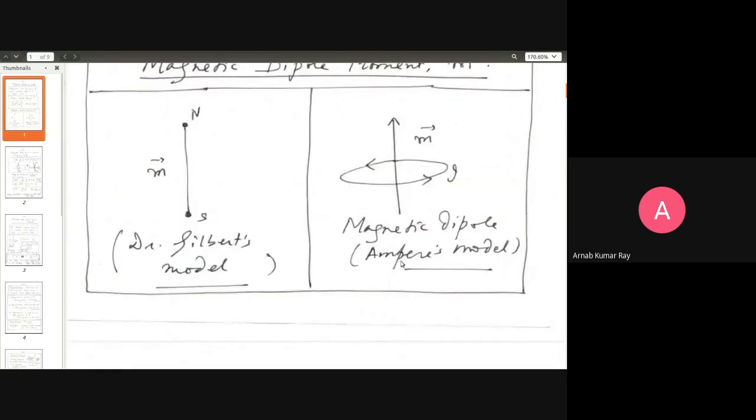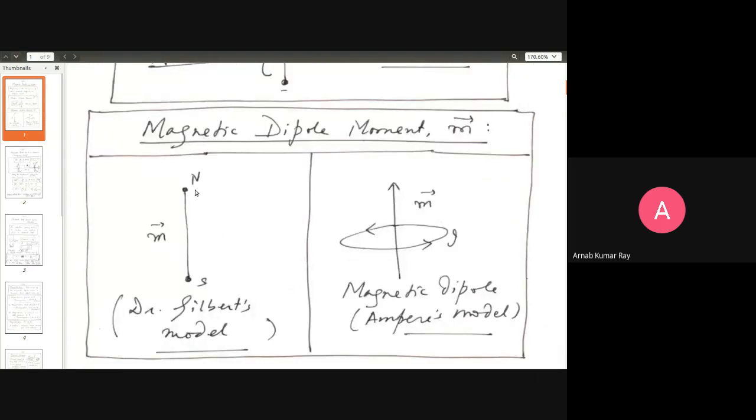No, said Ampere. This model, a north pole and a south pole and a dipole moment, was given by Dr. Gilbert. I think his name was Edwin or Edward, whatever. Anyway, he was a medical doctor. He was the personal physician of Queen Elizabeth I of England, not the present Elizabeth, the one that lived 400 or 500 years ago. So this was Dr. Gilbert's idea of a magnetic dipole. Ampere overturned it. A magnetic dipole is not like this.